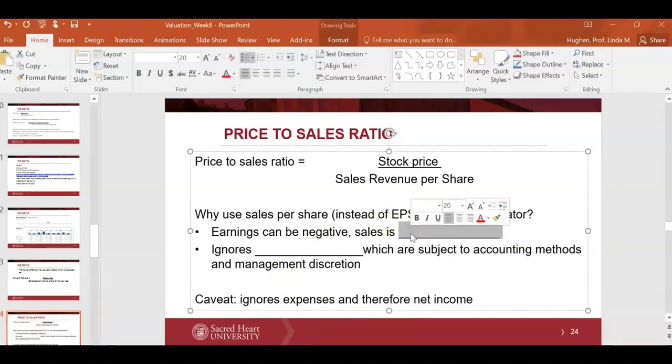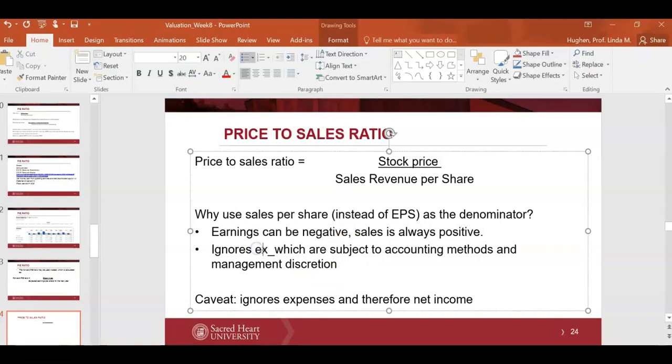Earnings can be negative. As I mentioned, when I pulled my data set, I screened and said only return companies that have had positive income. We don't have to worry about that if we were just looking at sales. Sales is always positive. You can't have negative sales unless all you had was some returns in an accounting period.